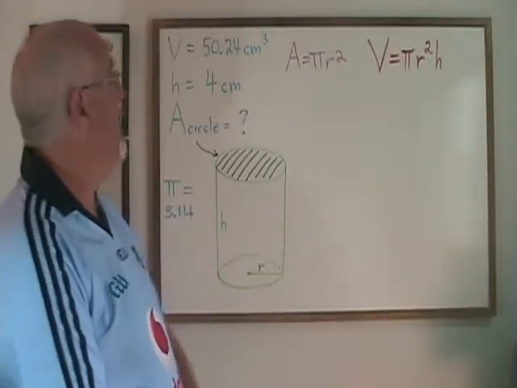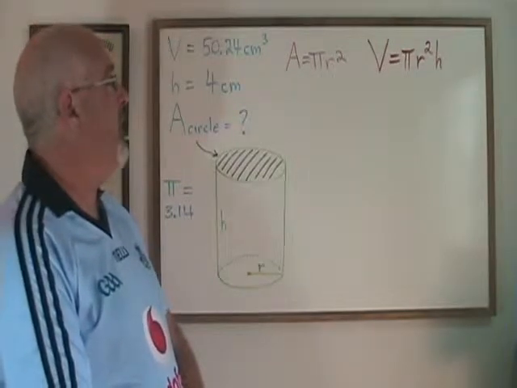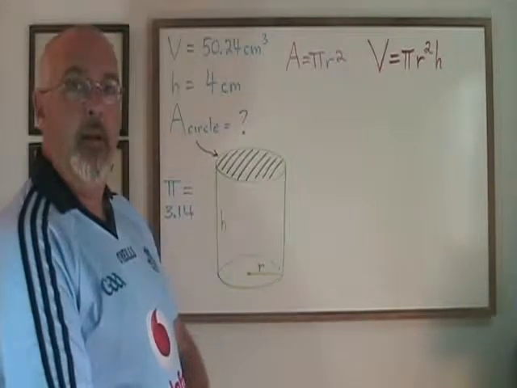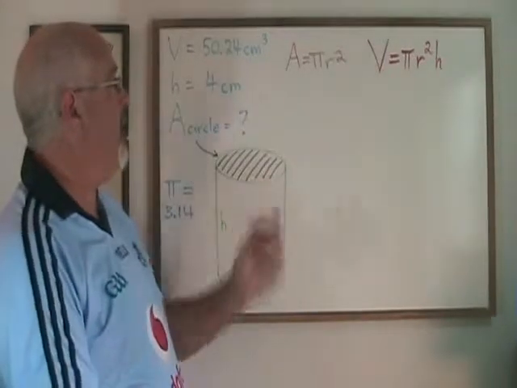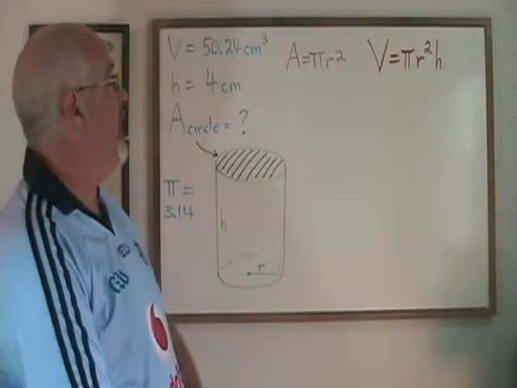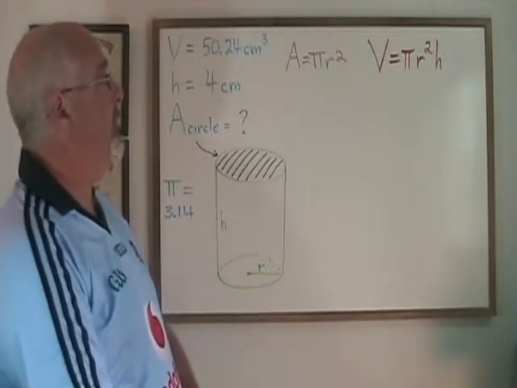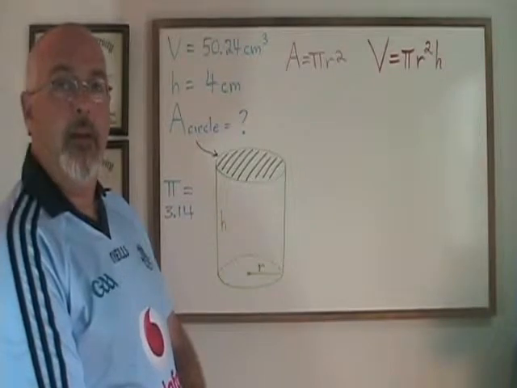In this example, we are given the volume and the height, and we are being asked for the area of the circle at one end of the cylinder. We cannot go directly into the area of a circle formula because for that we need the radius, which we don't know. This forces us to use the volume of a cylinder formula to find the radius as a first step.